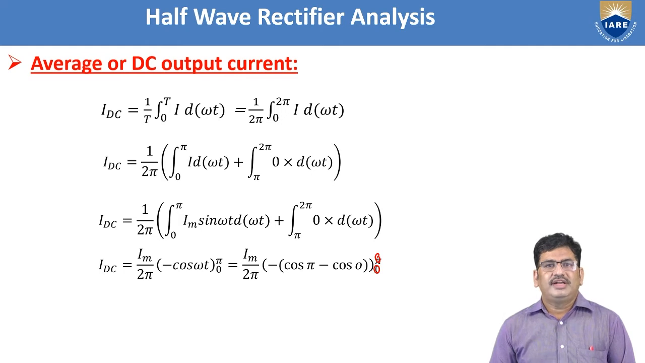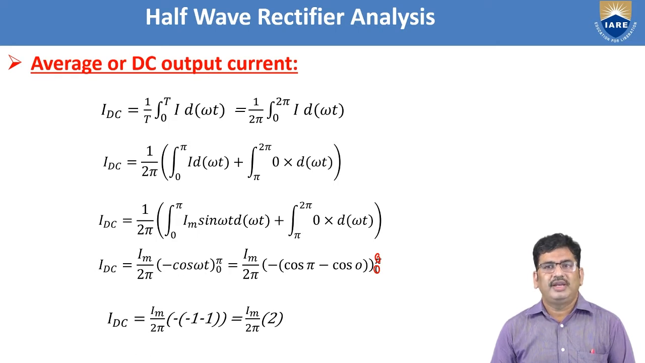What is the cos pi value? Here it is minus 1. So substituting the cos pi and cos 0 values, we can write IDC is equal to Im by 2 pi times minus of cos pi, which is minus 1, minus cos 0, which is 1. It reduces to Im by 2 pi times minus of minus 1 minus 1, so minus of minus 2 gives plus 2. This reduces to Im by 2 pi into 2. Here the 2 cancels, and the IDC or average current is given as Im by pi for the half-wave rectifier.